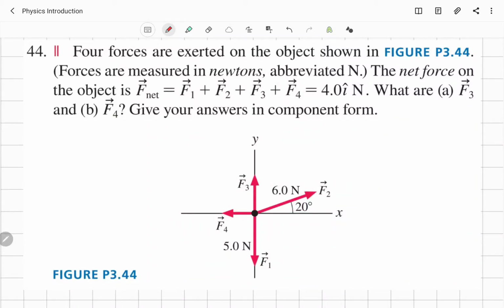Another question for vector. Read it carefully, pause, stop the video, and try to solve it yourselves. Then later you can check your solution. We have 4 vectors as shown in this figure, and the summation of all these vectors equals 4i. This is also given. According to this information, we need to find f3 and f4. Let's start.